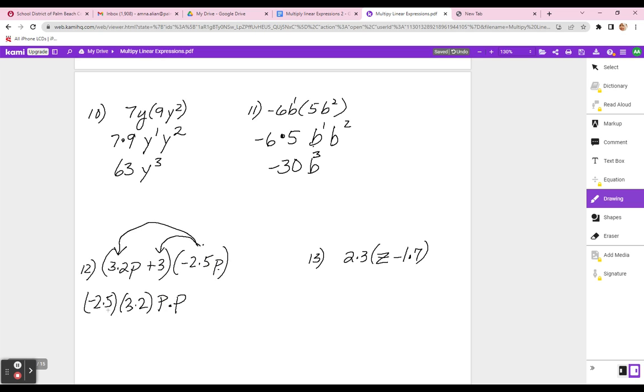Now we can multiply -2.5 times 3.2. That'll give us -8. And then p to the first times p to the first is p squared. Okay? Now let's go ahead and multiply this times this. So that's going to give us negative because we have a negative and a positive. -2.5 times 3 is -7.5p because we have a p there. I'll write that right here. So that's our answer right here.